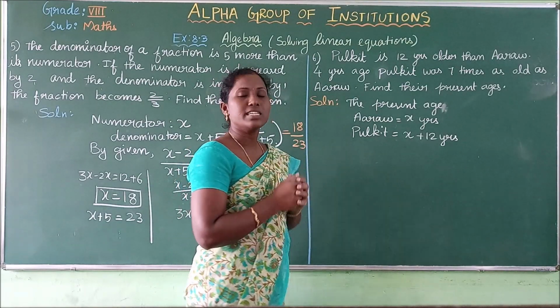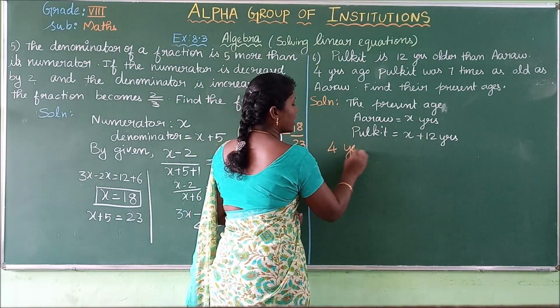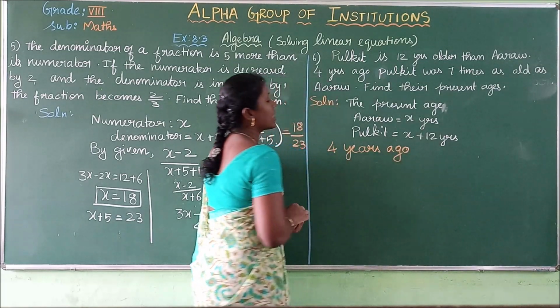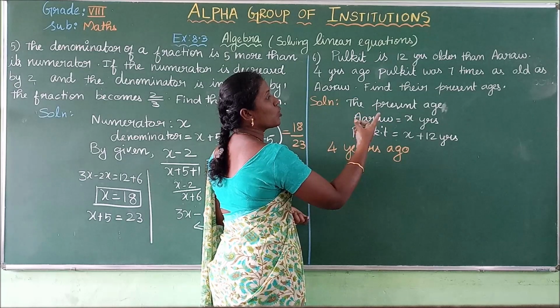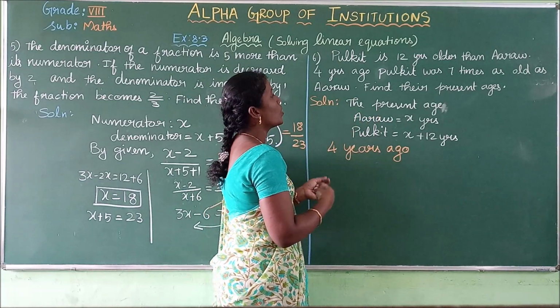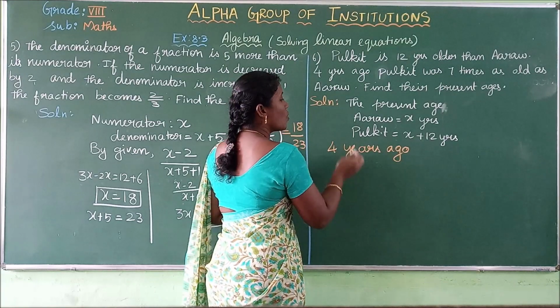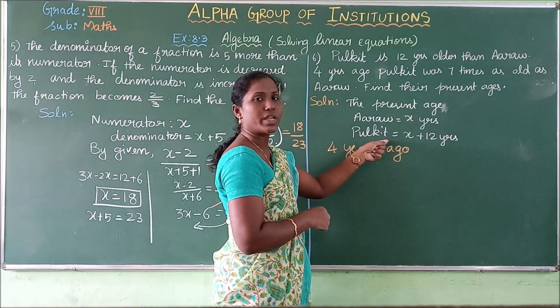Okay. Like that. Here also, the question is about 4 years ago. So I am going to calculate. How to calculate 4 years ago: 4 years ago, Pulkit was 7 times as old as Arav. So what was his age before 4 years? But we have to calculate it for 4 years ago.